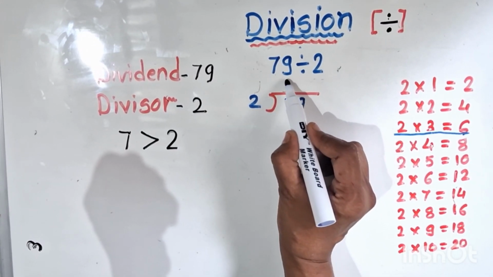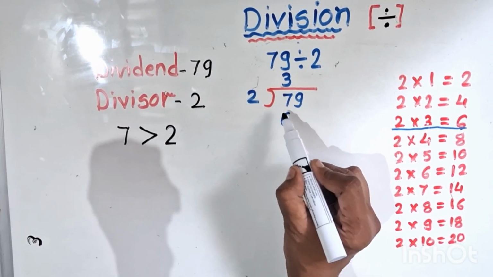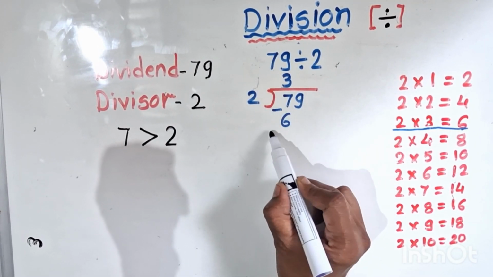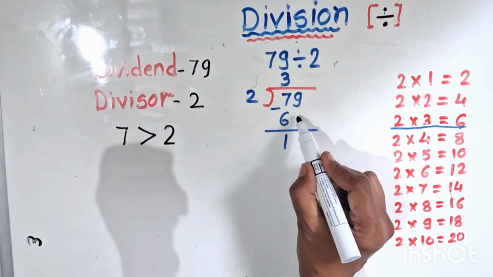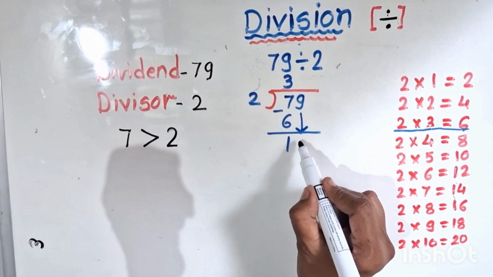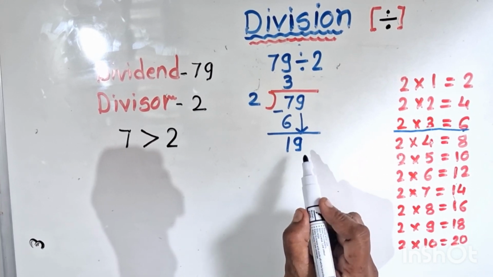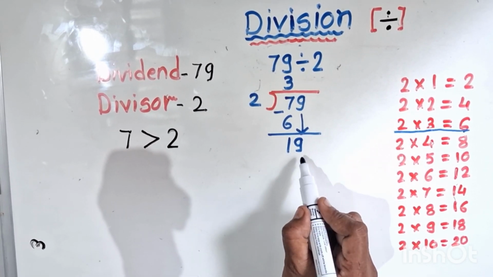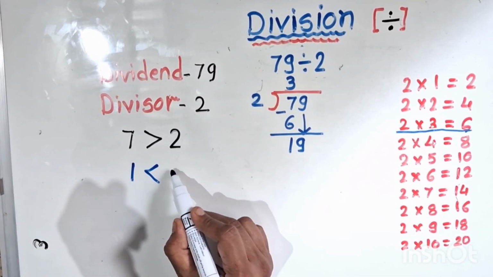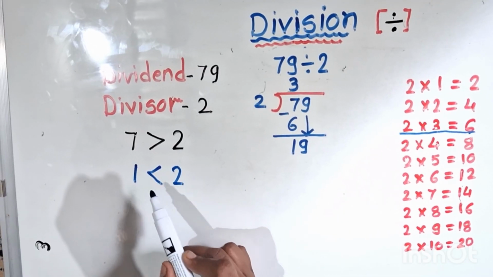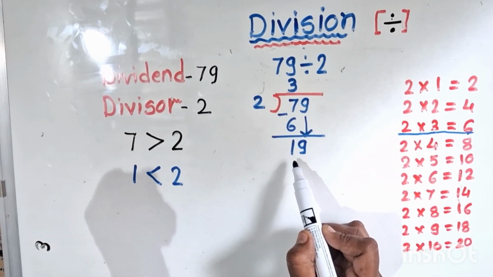That means here we write 3 and here 2 threes are 6. Now deduct this 6 from 7. So 7 minus 6, remainder is 1. Now take down this 9 beside the 1. Now it becomes 19. Then again observe the leftmost digit of 19. That is 1. Now 1 is less than the divisor, that means 1 is smaller than 2. So we cannot divide that individual 1.